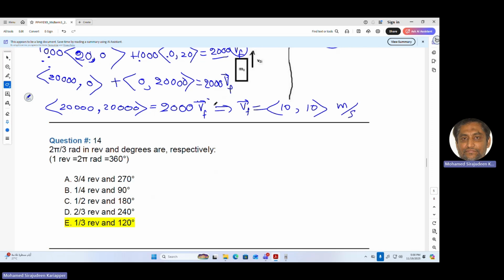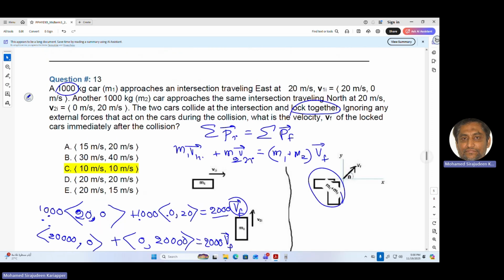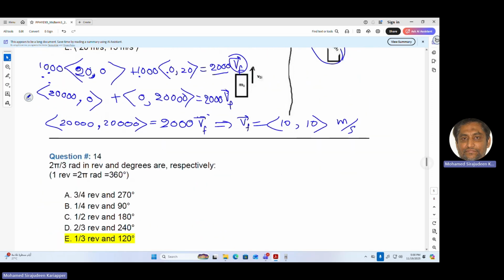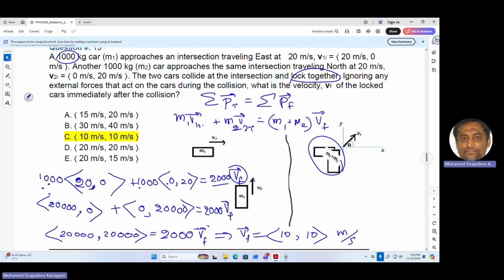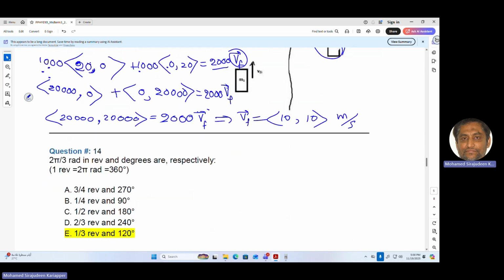Okay, this he really wants as a vector. He didn't say magnitude, did he? No. He just wanted a vector, so 10, 10. Suppose he asked you, okay, I don't want it as a vector, give me the magnitude. Then it is the square root of the sum of the squares of the x component and the y component.